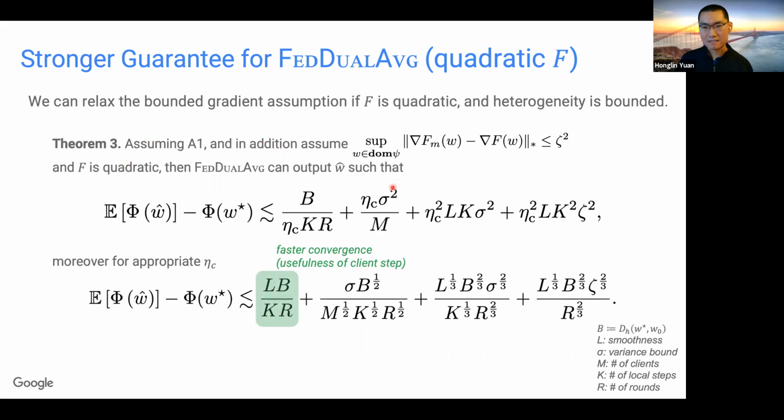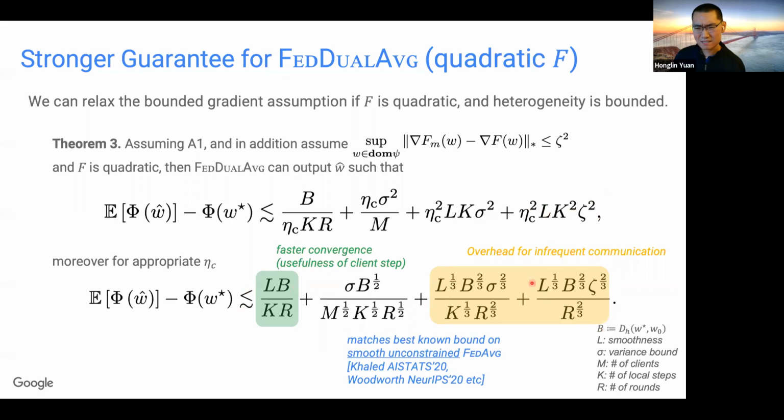After optimizing this eta client, again, we have to take eta server to be 1, which is more akin to the classic federated averaging setting. Again, we have this faster convergence rate, but this overhead due to the infrequent communication does not necessarily depend on the gradient bound, because we no longer assume the gradient bound. And it has two terms. One is on the variance and one on the heterogeneity. I think this is exactly what we are looking for, which is the case if you take this client learning rate to be larger. And this bound matches the best known bound on smooth unconstrained federated averaging by Khaled and Woodworth from AISTATS and NeurIPS.